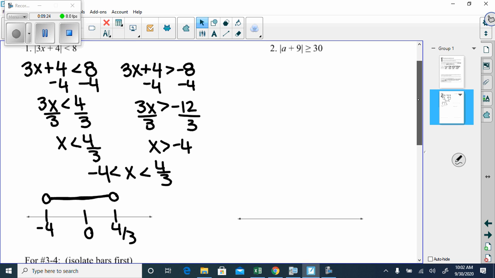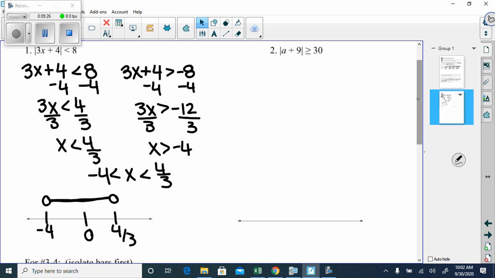Alright? Okay, let's look at number 2. So again, it's already isolated. I just need to set up my two equations. So I'm going to have a plus 9 is greater than or equal to 30. And now what's my second one going to be? I have to flip the inequality. Good. And now I just solve.